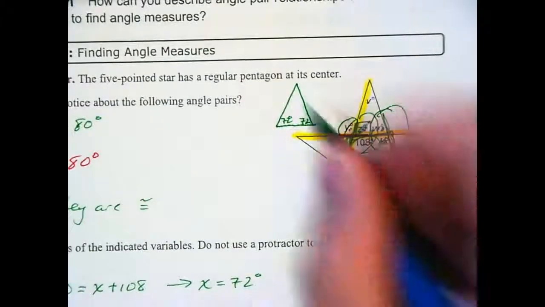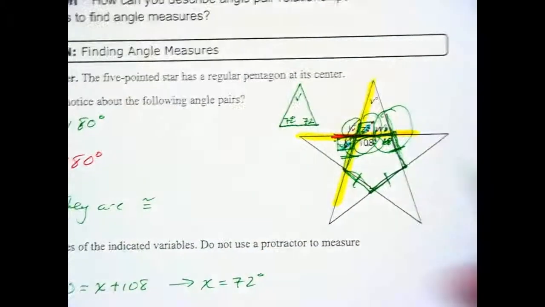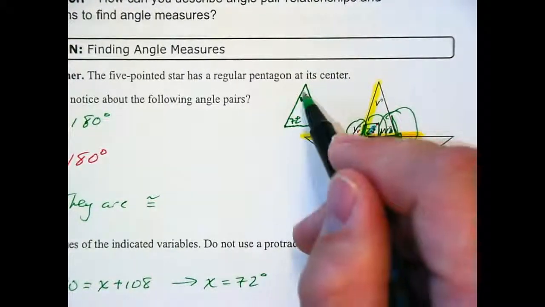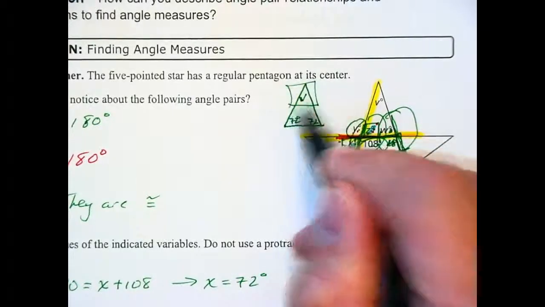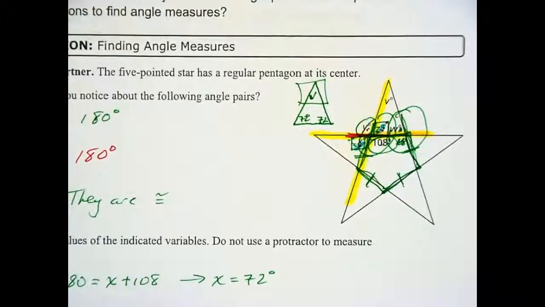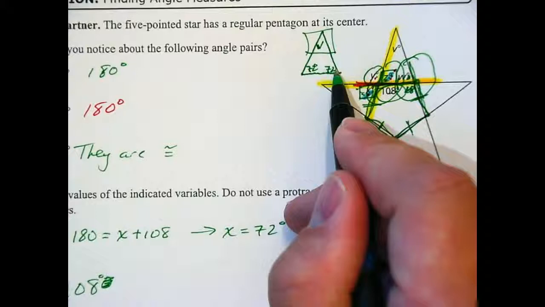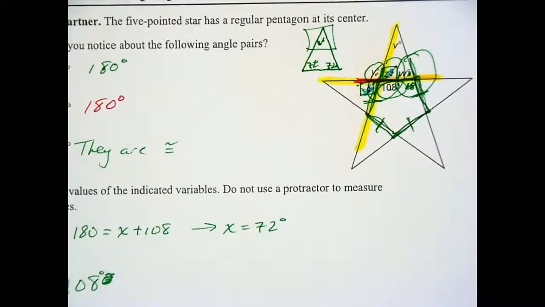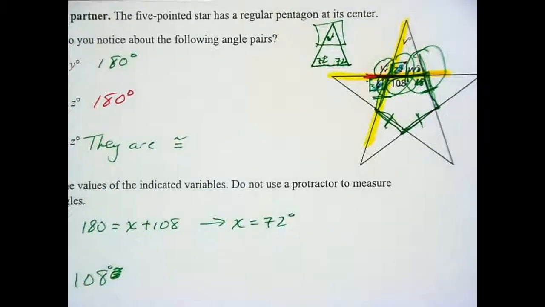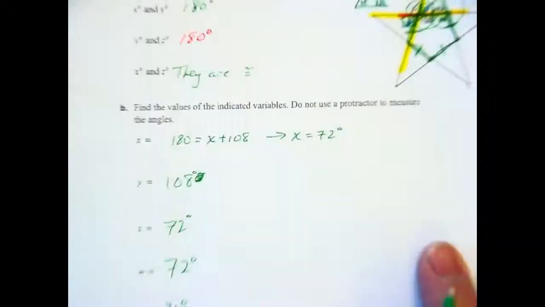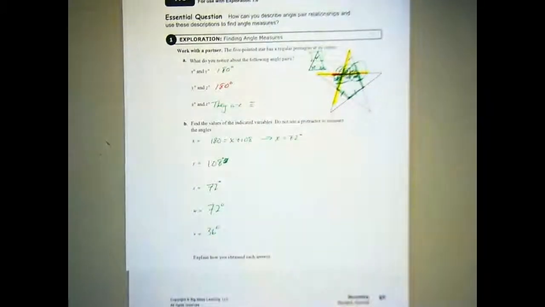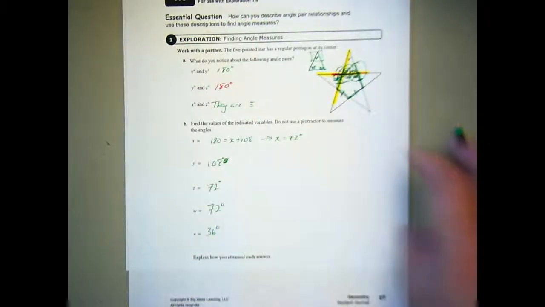Letter V. Letter B is right here. How many degrees in a triangle? 180. So what is V? 36. Okay, 36 degrees, because 72, 72, and V have to make 180 degrees. All right. So there we got it. Explain how you obtained each answer. We kind of went through that as we did.